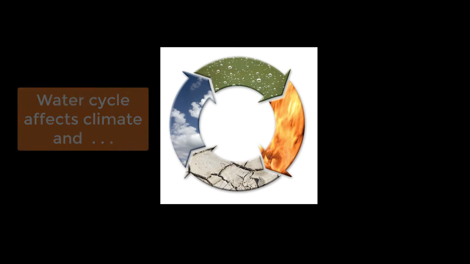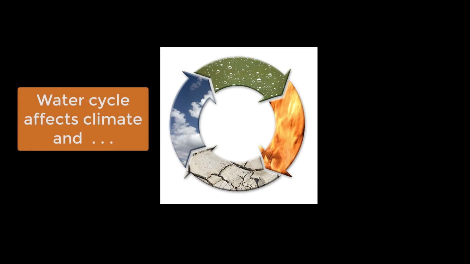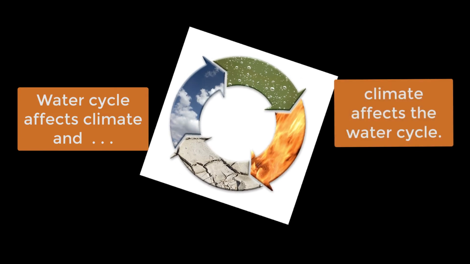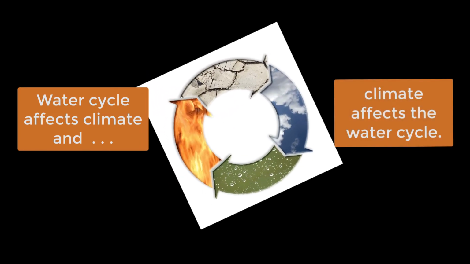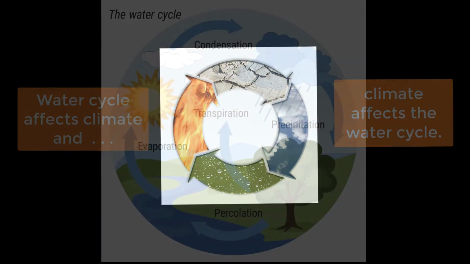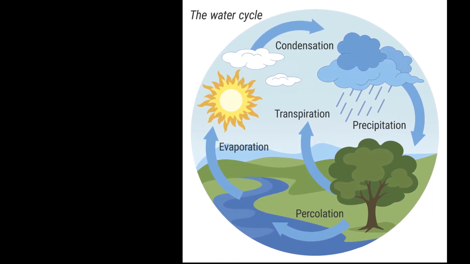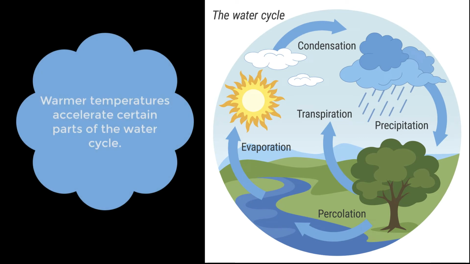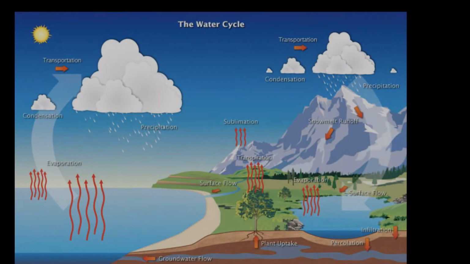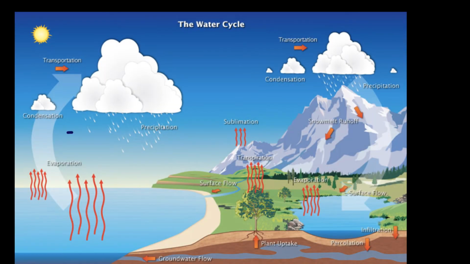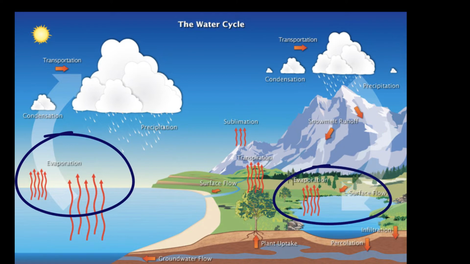Up until now, we've mostly been talking about how the water cycle affects climate by moving energy around the globe. But climate, and in particular warmer temperatures, is affecting the water cycle. Global warming is speeding up the water cycle and affecting precipitation rates, evapotranspiration rates, groundwater recharge, snow melt, runoff, among others. As we mentioned before, with the warmer climate, evaporation rates will increase.